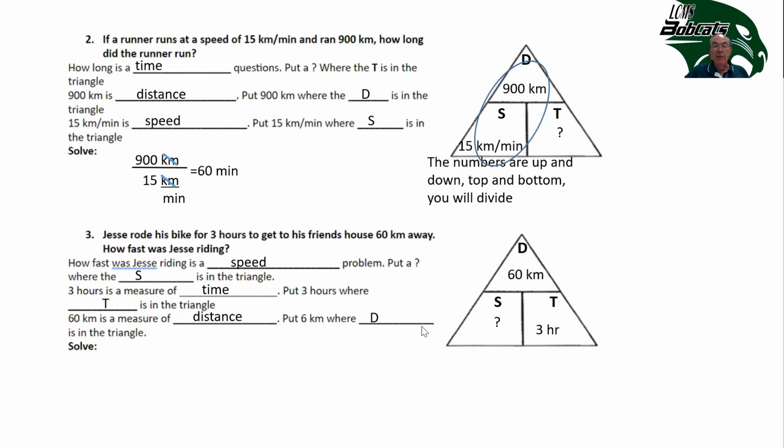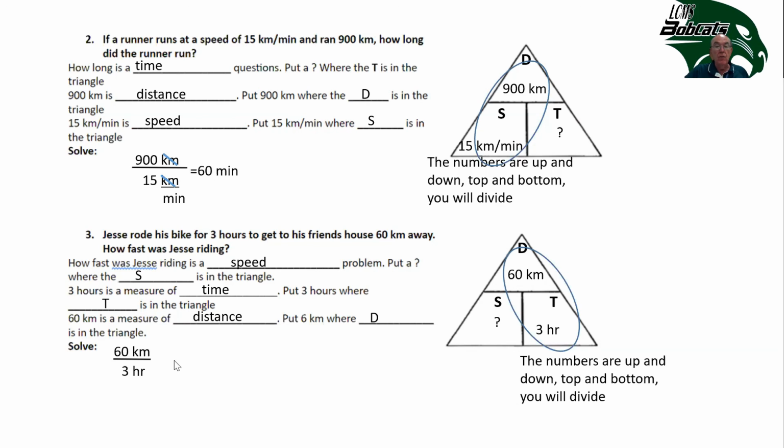Now, since they're up and down in the triangle, or on the top and the bottom, we're going to divide, so we have 60 divided by 3. So when we go to solve, we have what we wrote right here, 60 divided by 3. There's nothing top and bottom to cancel, so it's going to be kilometers divided by hours, or kilometers per hour.